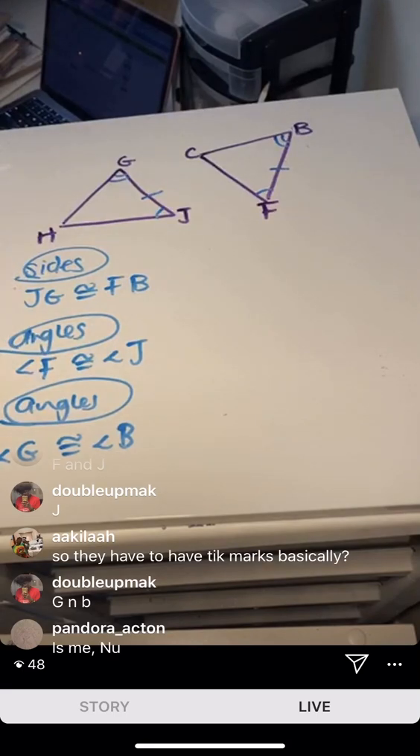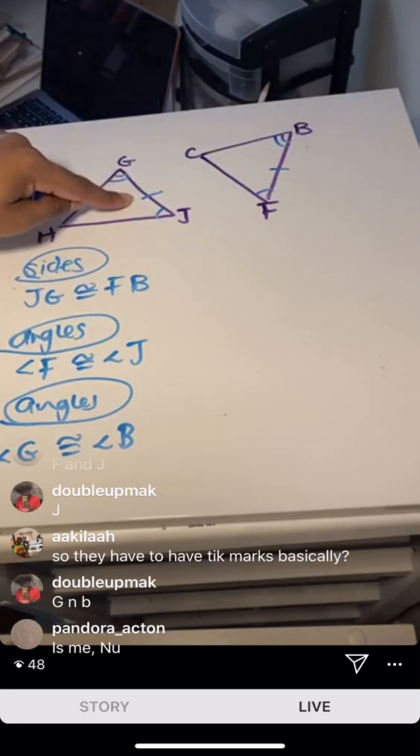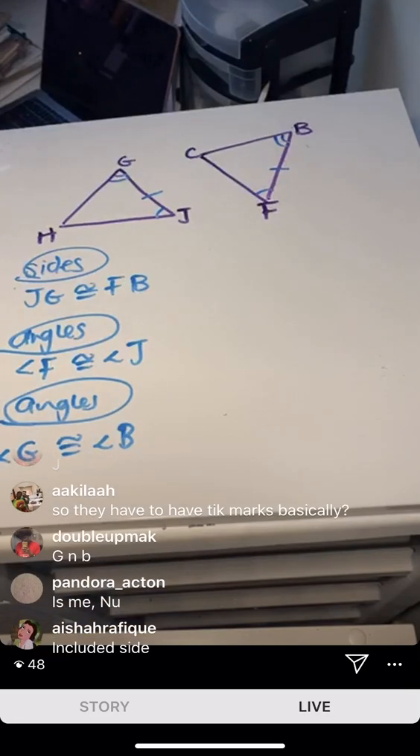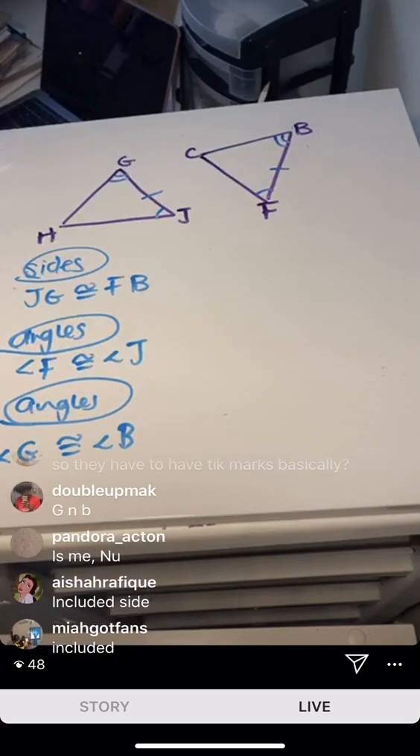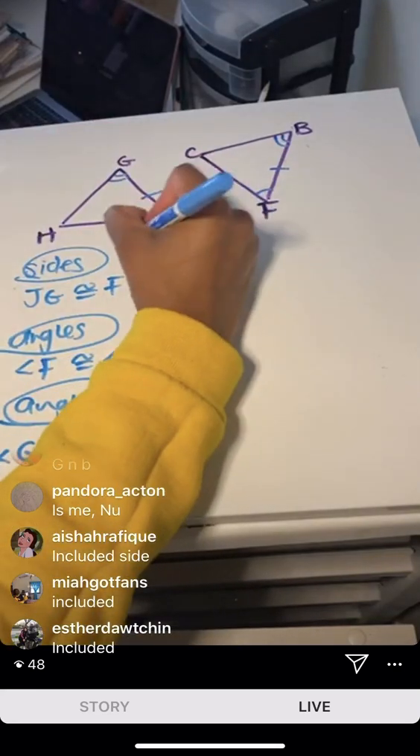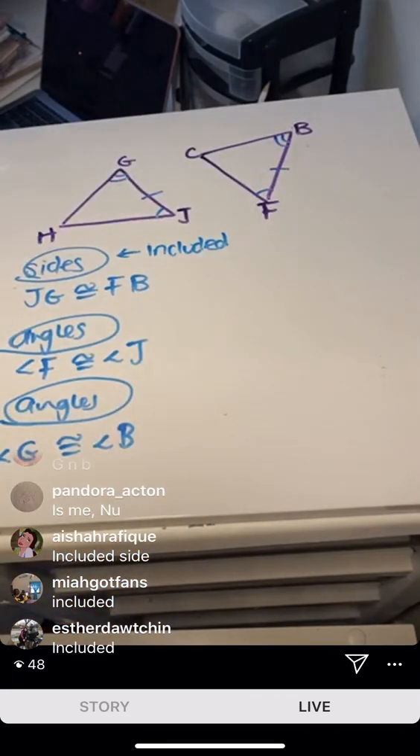Okay, so since I have this all written out now. The angles are on the outside, but what type of side is JG and BF? It has a special name. What type of side is it? It has a special name because it's in between two angles. That's the hint. It's between. It is an included side. Good, Aisha. It's an included side.